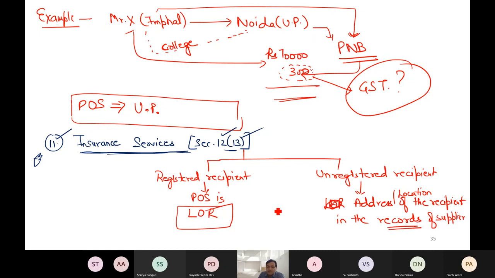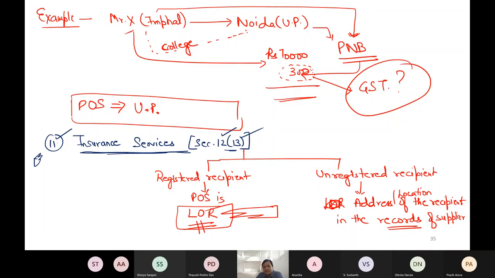In first case, when the recipient is registered, I am simply using the word location of recipient. I'm not saying address or location in the records of the supplier. Records of the supplier doesn't matter. Whatever is the address given in the registration certificate, location of recipient is that. Whatever address supplier writes in his or her records, it doesn't matter, as far as recipient himself or itself is registered.